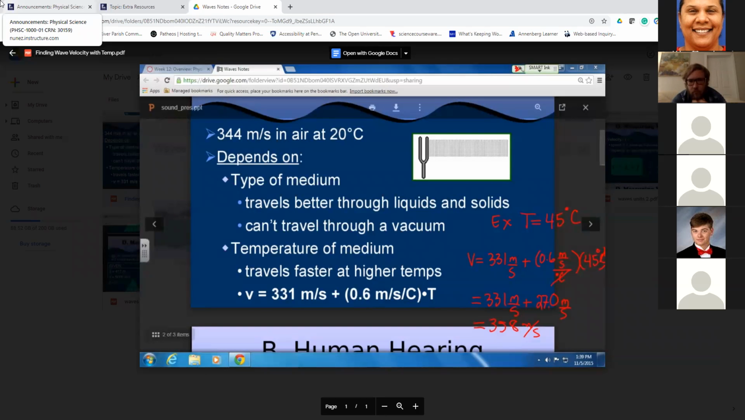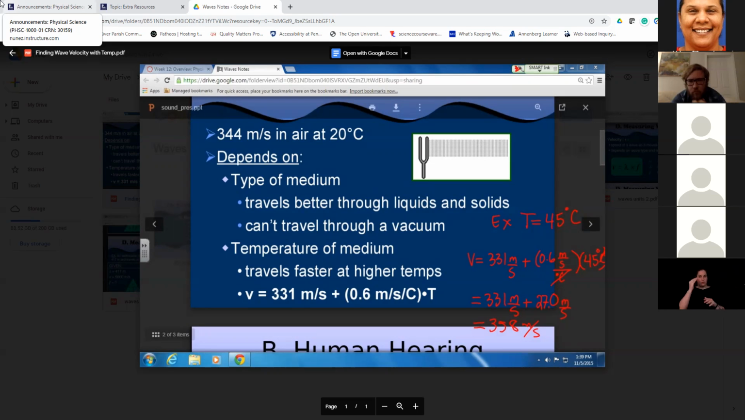And also, the speed of sound will depend on the temperature of the medium. So the type of medium and the temperature of the medium can affect the speed of sound. Sound will travel faster in a medium at higher temperatures. You can think of it this way. If the temperature is higher, the molecules in the medium are more energetic, so the wave can pass through, because what is this wave? Energy. Okay? So there is a way to figure out the speed of sound if you know the temperature.